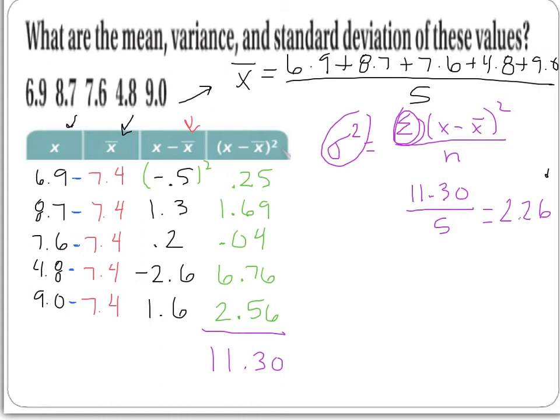Now if I want to figure out my standard deviation, I take my variance, 2.26, and I have to take the square root of that number. That's going to give me my standard deviation. And if I take the square root of that number, I would roughly get about 1.5. So looking back, my mean is 7.4, my variance is 2.26, and my standard deviation is 1.5. Now that can take a long time if you're going to be doing this by hand. So I'm going to show you how you can use your graphing calculator. Now if you don't have one, you have to make sure that you practice in class using your graphing calculator and take good notes.